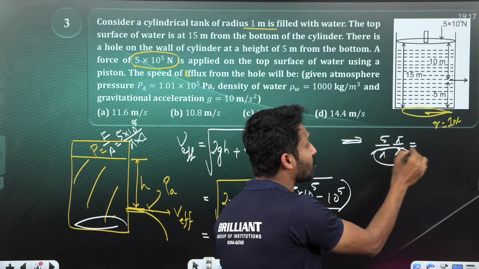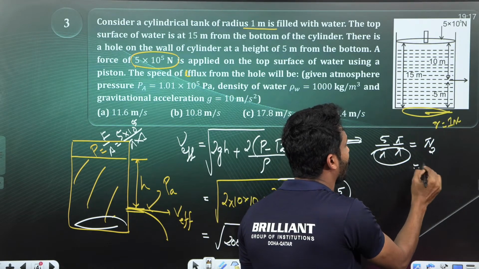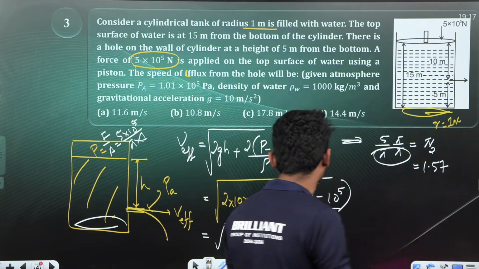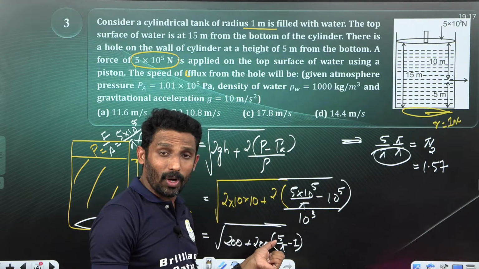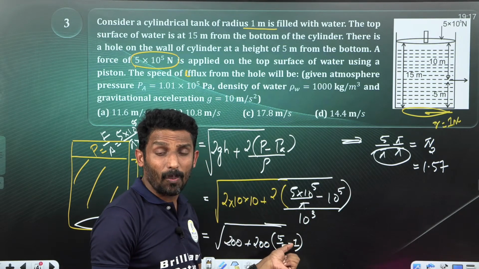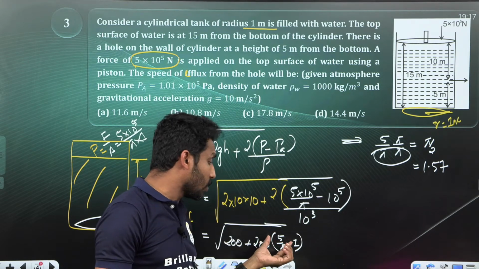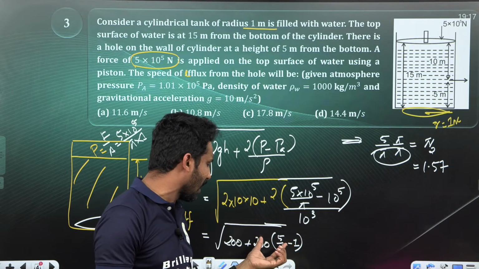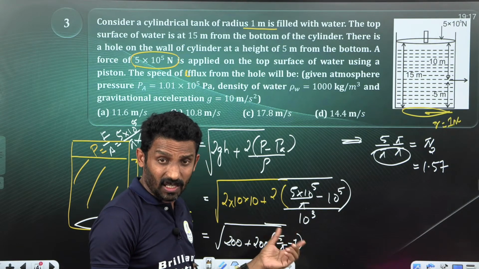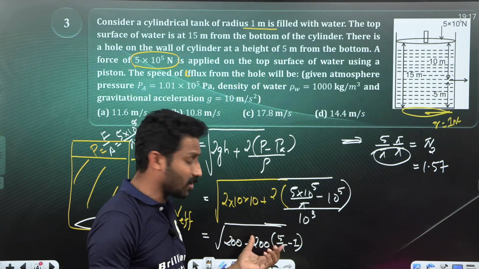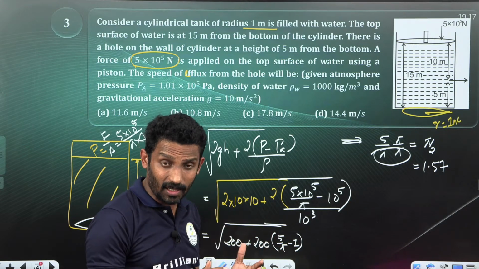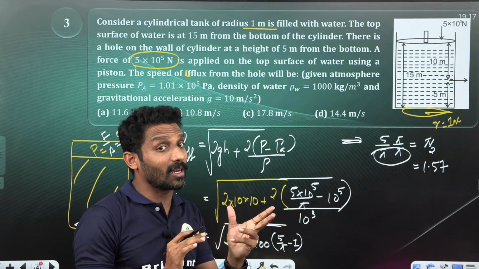Then this 5 by 10 is 1 by 2. This is pi by 2, which means 1.57. So we apply here 1.57 minus 1, which is 0.57. 200 into 0.57 is just greater than 100. Plus 200, so this is just greater than 300. So the root of 300 value.